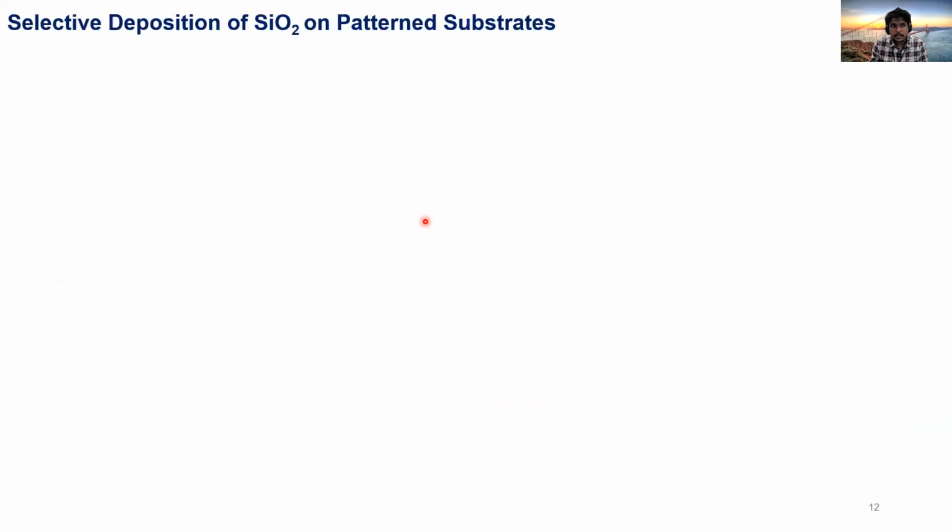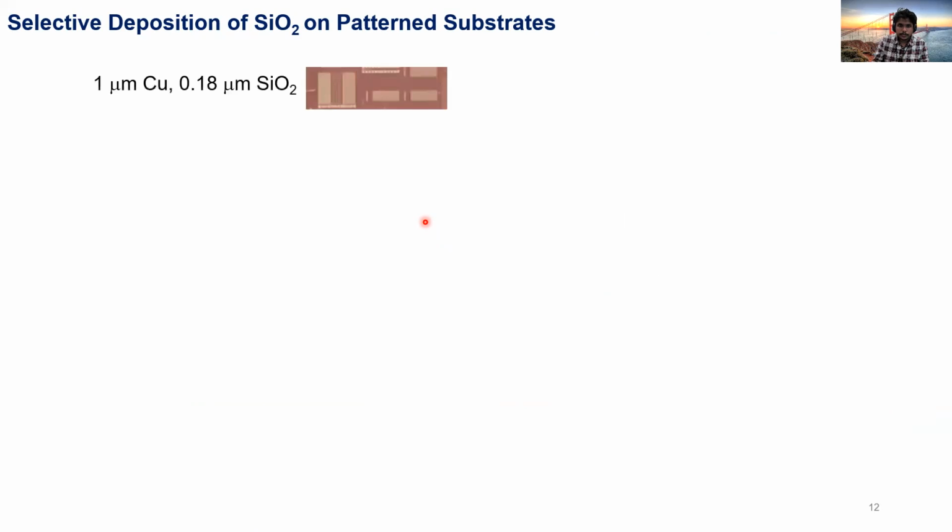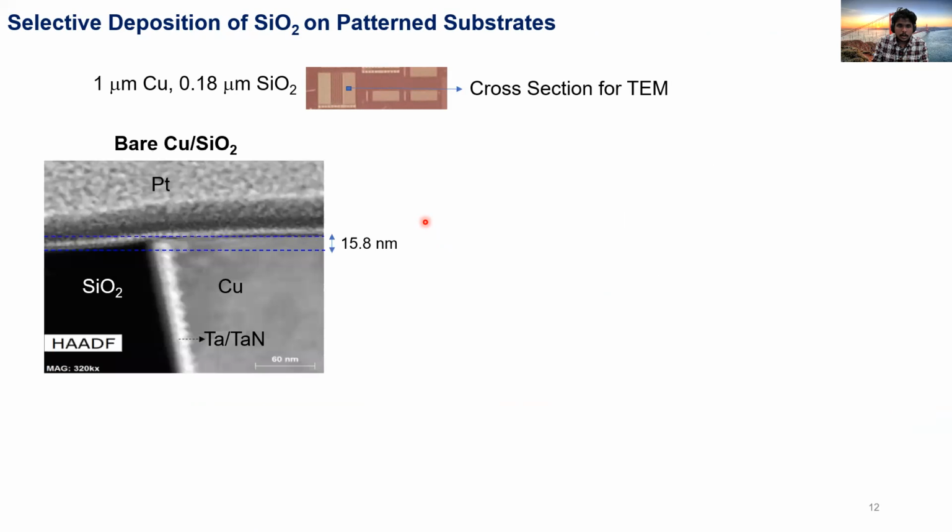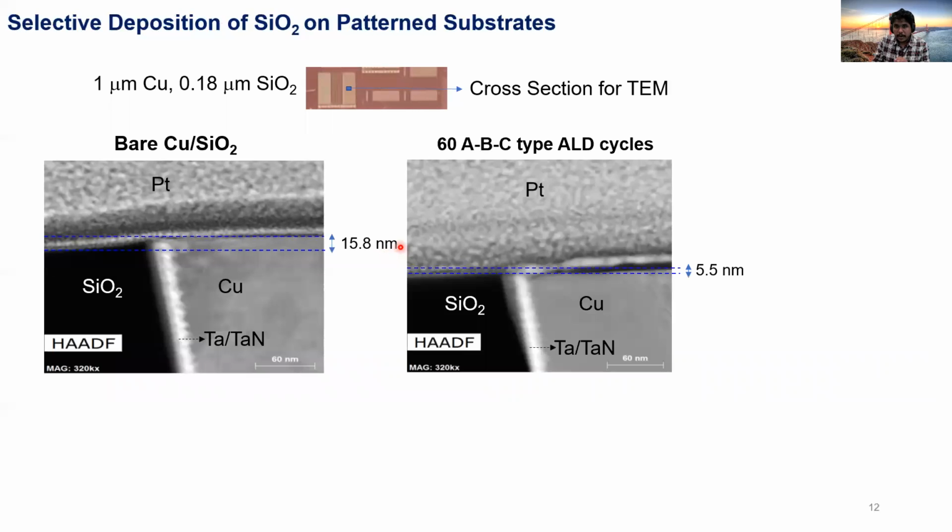The final piece of the puzzle is, can this process be adopted on patterned substrates for real-time industrial applications? To do that, we took a cross-sectional TEM of the patterned sample, where we analyzed the bare copper silicon oxide pattern. There is a small recess on the silicon oxide region due to the CMP process. Measuring this, the recess was around 15.8 nanometers before the process. After the 60 ABC type ALD cycles, the recess went down to 5.5 nanometers, indicating that there is a selective growth of around 10 nanometers.